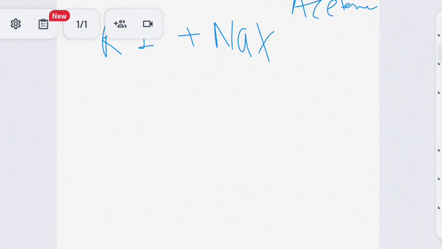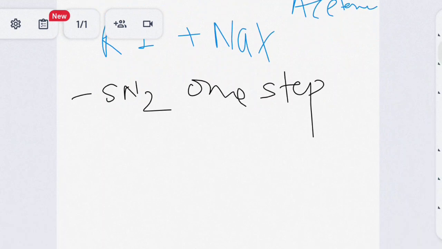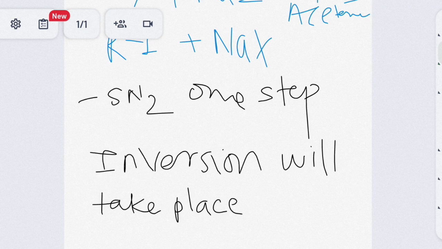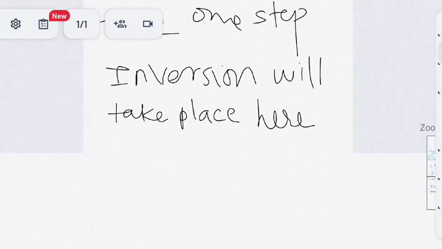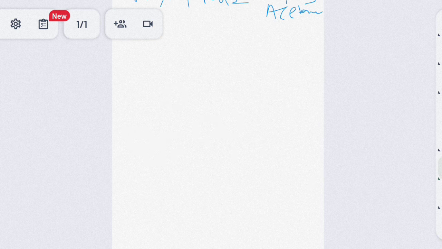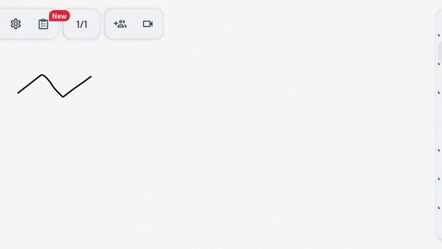The important thing to remember about this is that it follows the SN2 mechanism, which is a one step mechanism. That's all. Nothing more to remember about this. Also, inversion will take place here because of back attack. So we'll take an example of inversion in this case. An easy one. You can simply take an example about this one.